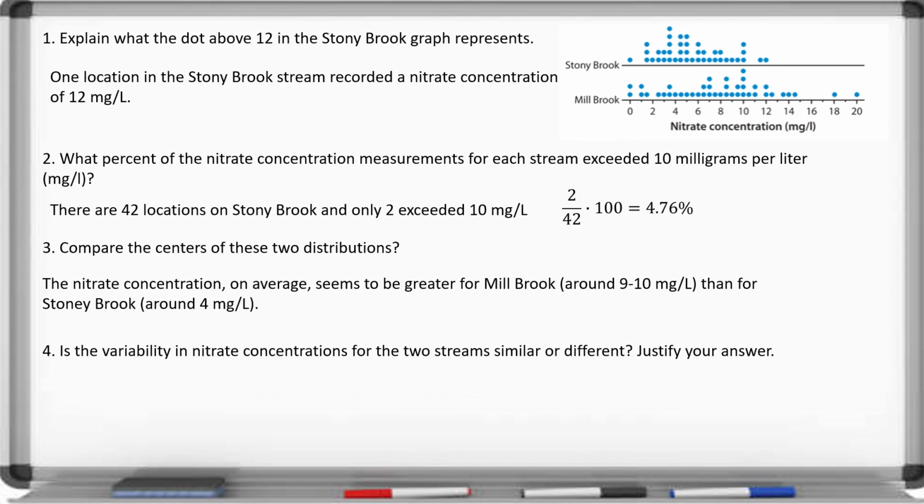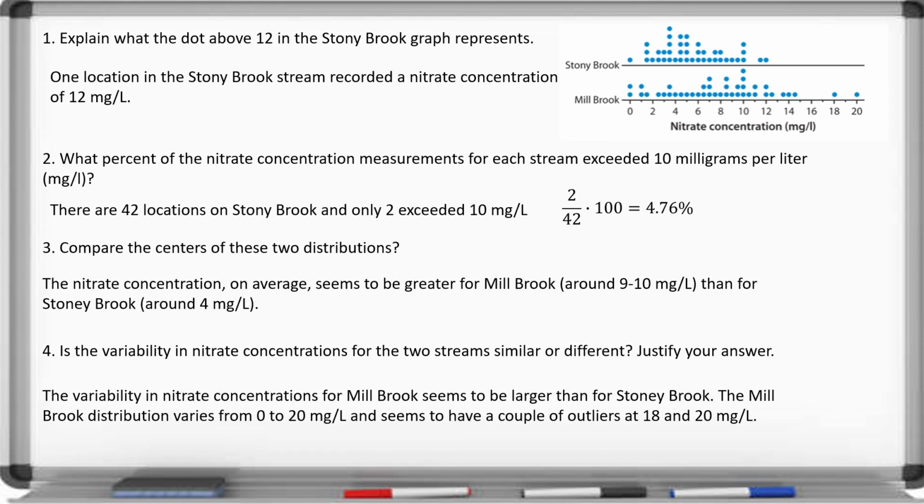So what about the variability? If you look at the variability, Millbrook is more spread out than Stony Brook. Millbrook varies from 0 to 20 milligrams, whereas Stony Brook only varies from 0 to 12 milligrams per liter. There also seem to be a couple of outliers for Millbrook, which contribute to its vast spread, at 18 and 20.